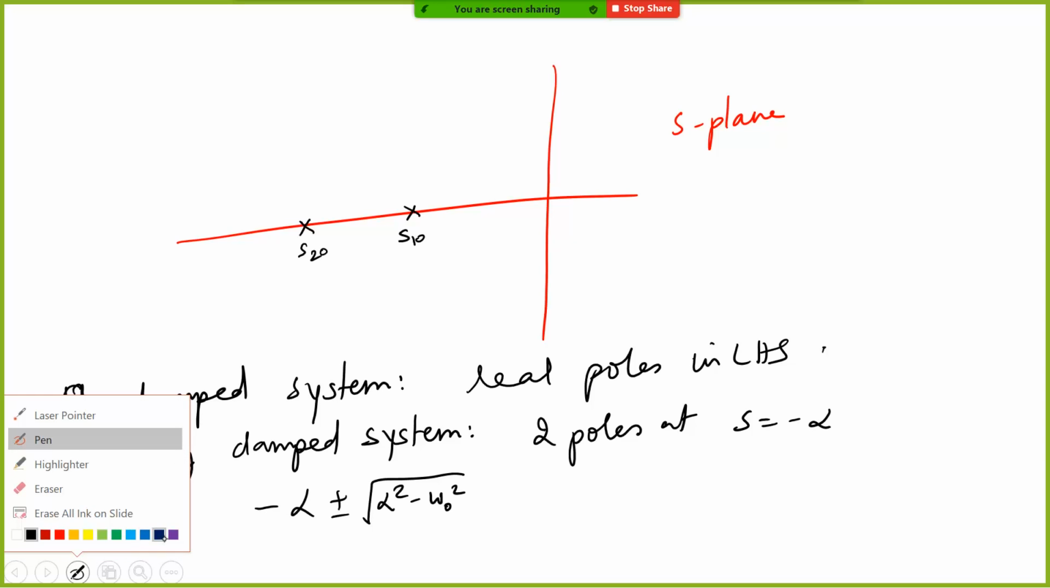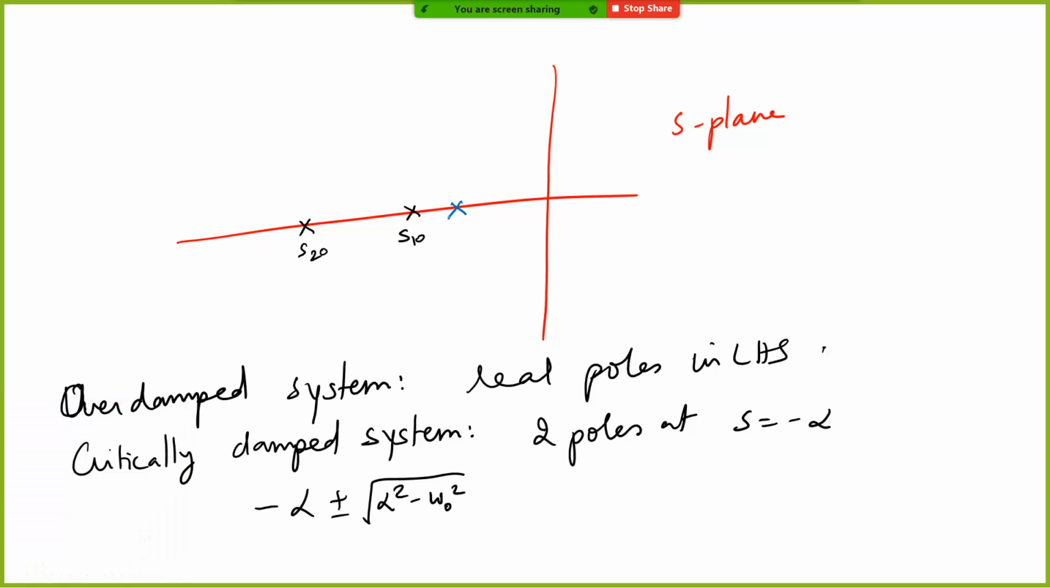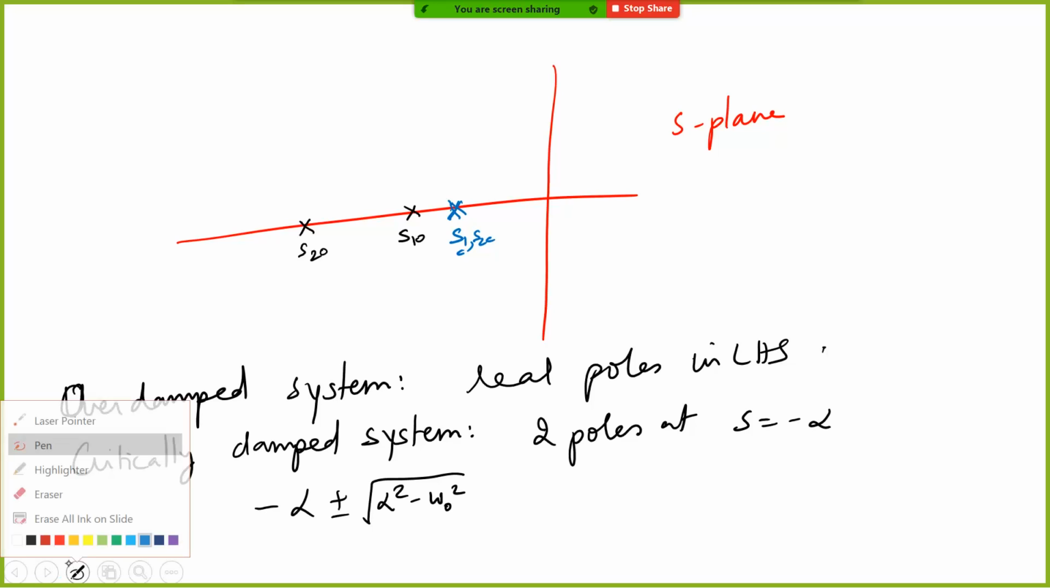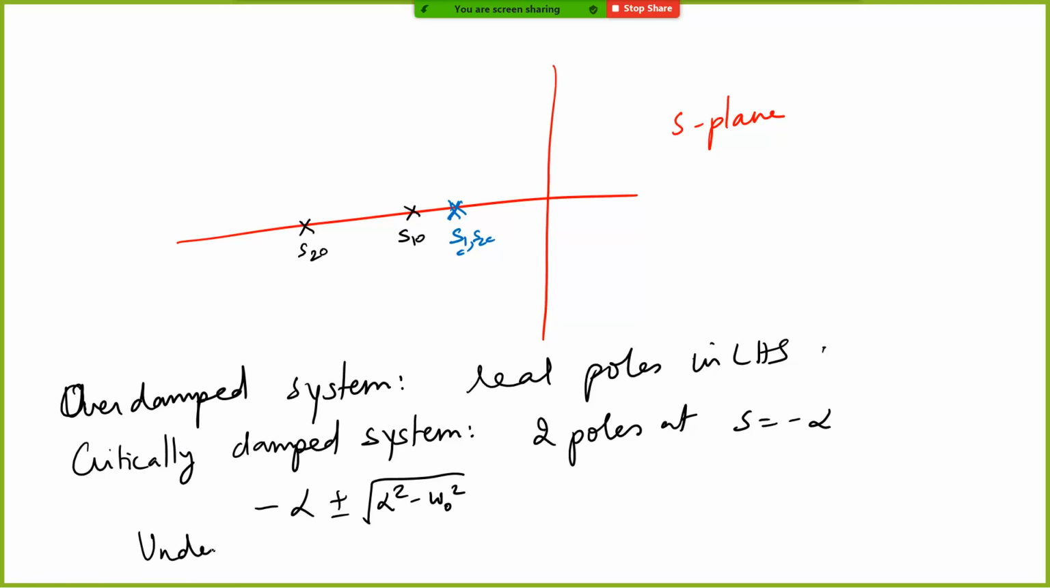For critically damped, both poles are at the same location. So S1 is equal to minus alpha, S2 is also minus alpha. So you have two poles at the same location. Now what happens if you have an underdamped system? Two complex poles. Correct. So you have complex conjugate poles. It's not two arbitrary complex numbers, they become complex conjugate poles.